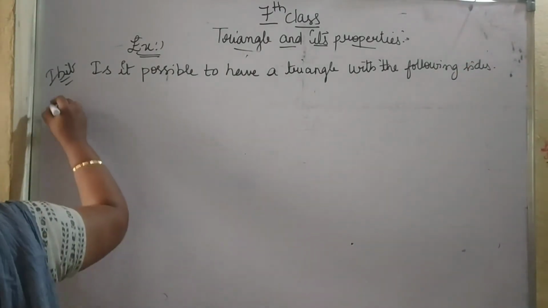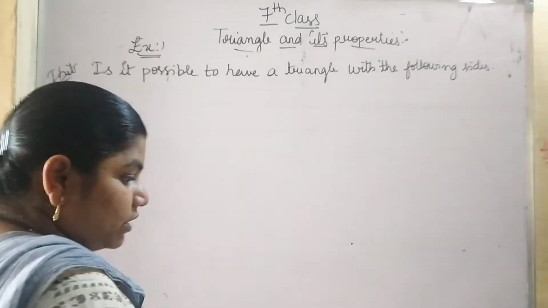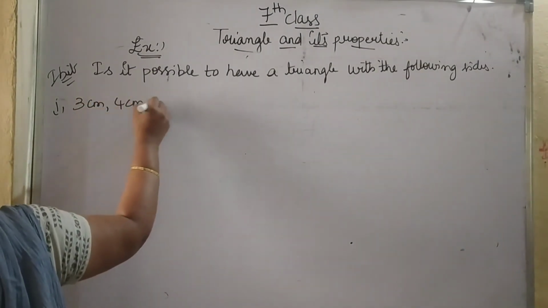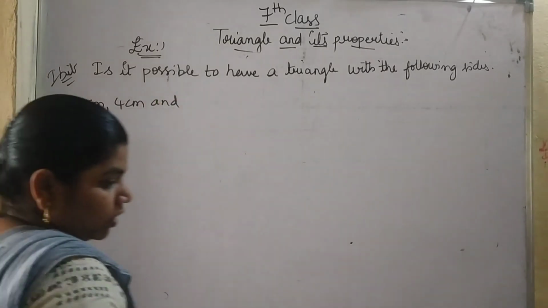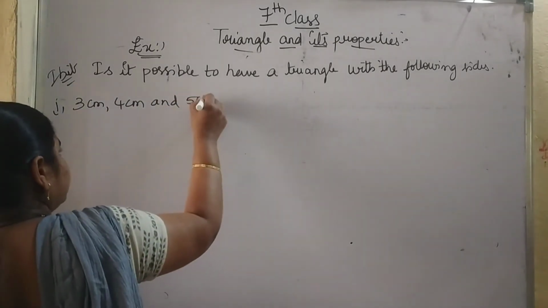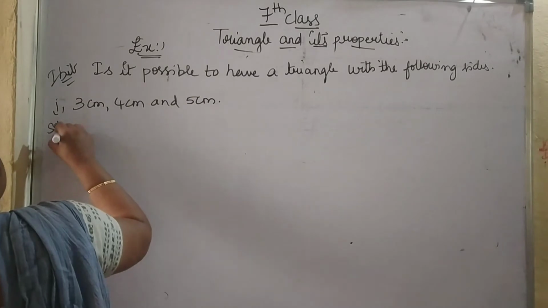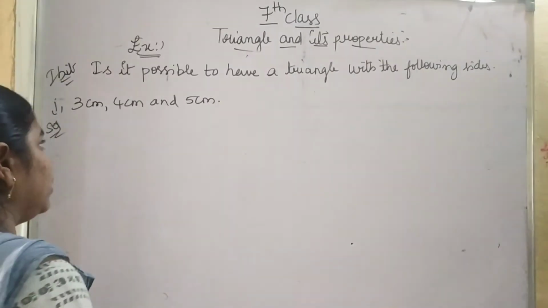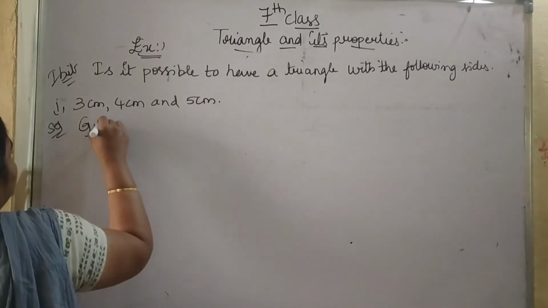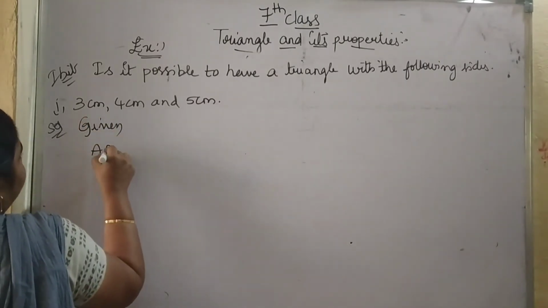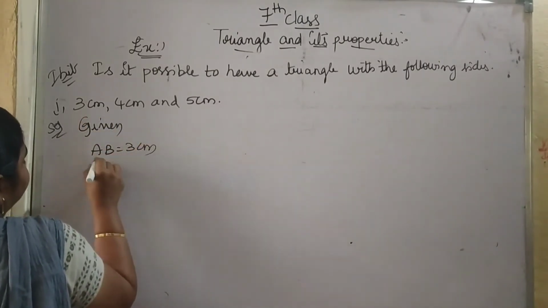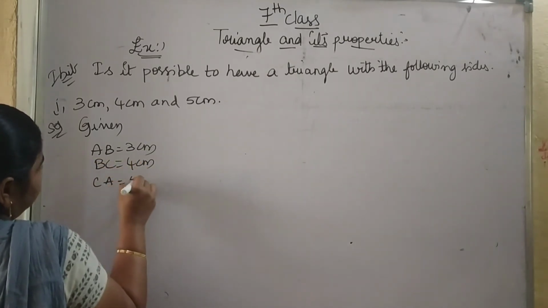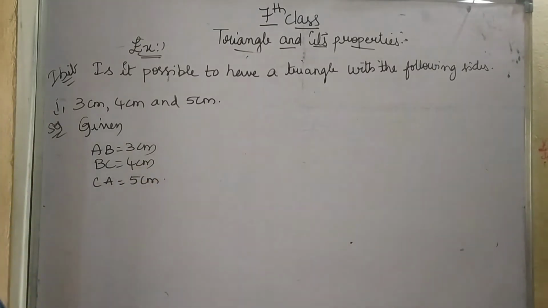So in that first one, what is that? 3 centimeters, 4 centimeters and 5 centimeters. So based on these measurements, we have to check whether a triangle is formed or not. The given measurements, writing in the form of AB: AB is 3 centimeters, BC is 4 centimeters, CA is 5 centimeters.